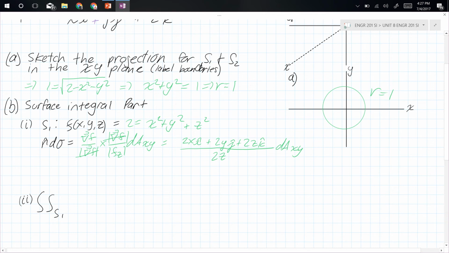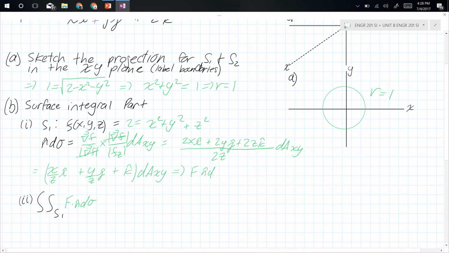Now, I'm going to simplify this down further. So this becomes x over z i plus y over z j plus k dA xy. So now, in order to do the double integral, I have to do f dot n hat d sigma. So I want to go ahead and solve that up here, and then I'll plug it in.